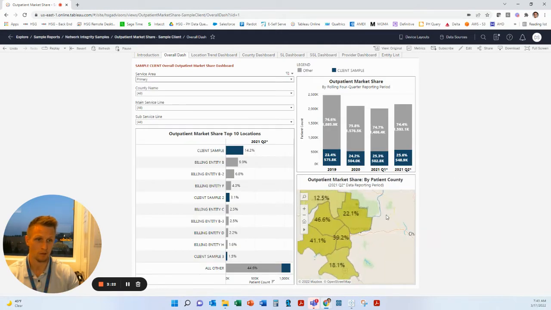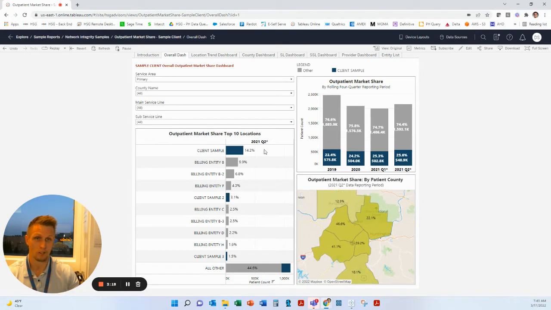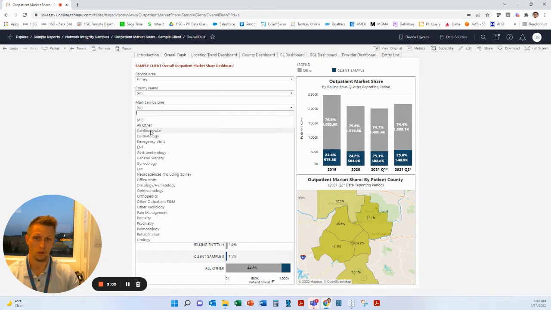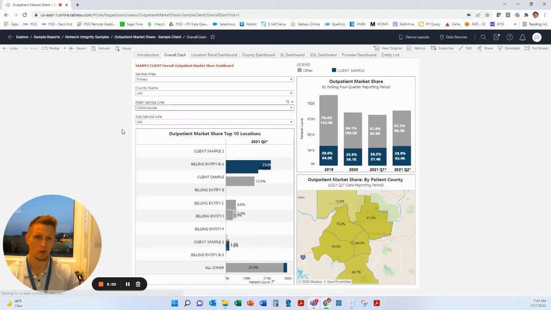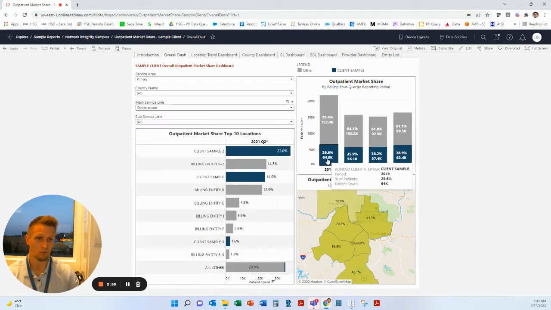So getting in and being able to see, all right, let's hone in a little bit more, look at just that primary service area. Now we see there's about 2.5 million people in that service area that received services. We captured about 23% of that volume in 2019, up to almost 26% in 2021. We could then get into specifics of maybe we just care about our cardiovascular service line, where we see that our percentage shares increased by almost 9% over that same time period within our primary service area.